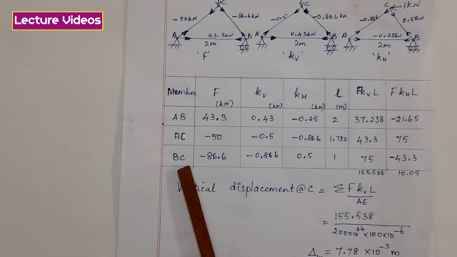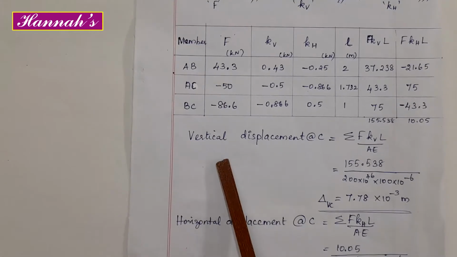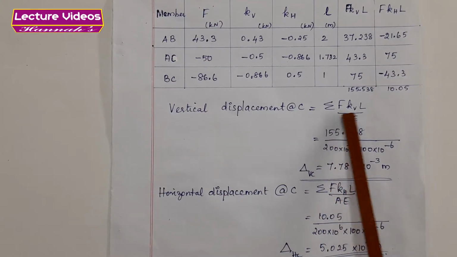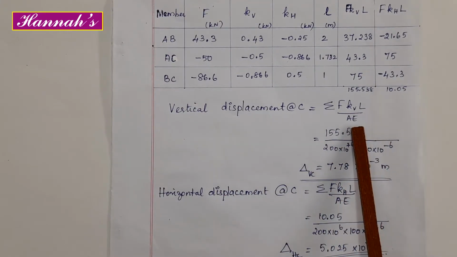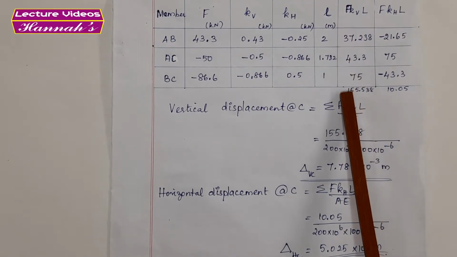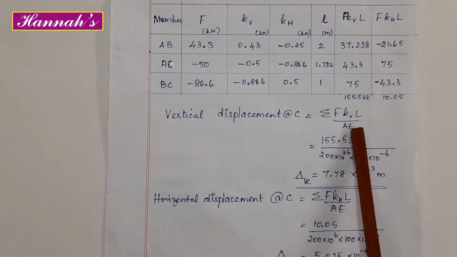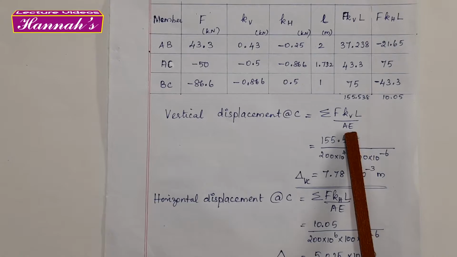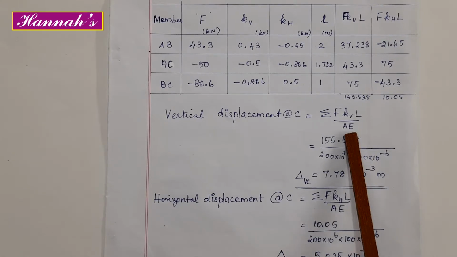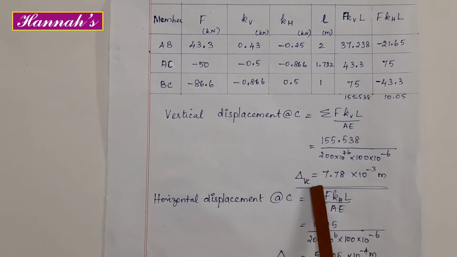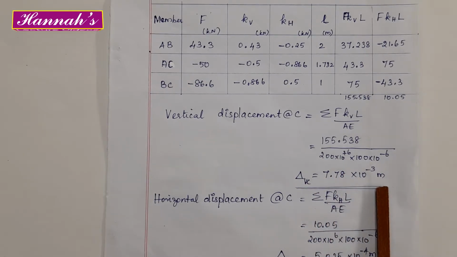There are three members in the truss. So vertical deflection is determined as a summation of F, KV, L by AE. This summation of F, KV, L can be had from this tabulation, so directly I can substitute. Since the area and Young's modulus are same for all the members of the truss, which is given in the problem, I have substituted with the same units. Finally, I can calculate the vertical deflection at C.